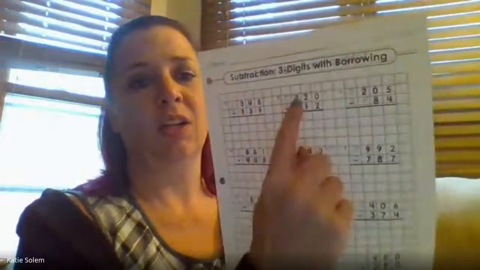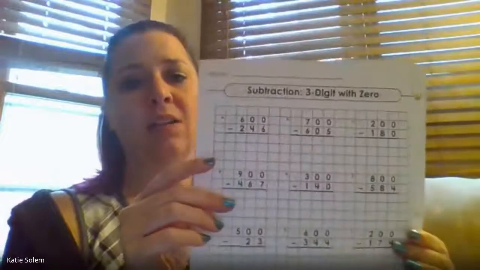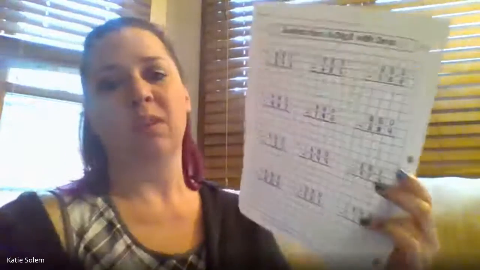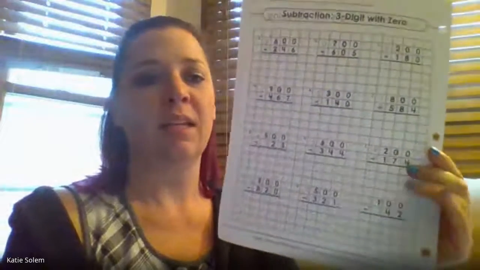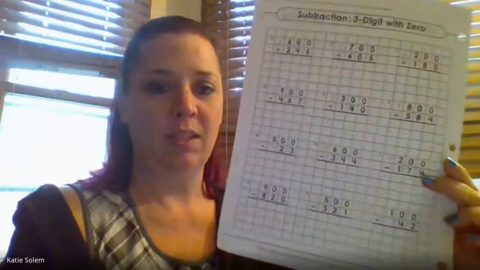For your assignment today, you're going to be doing the next page in your packet, the front and the back of it. It says subtraction, 3-digit with borrowing. And on the back, it is called 3-digit with 0. So it's some of those practicing with 0 problems. I know this is tricky stuff.